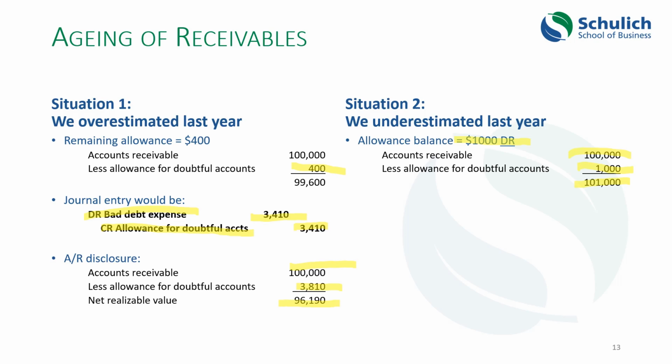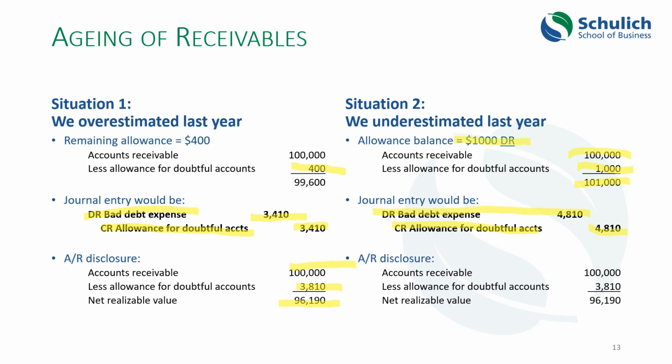If it's got a $1,000 debit in there, then this is the journal entry. We need to credit the allowance for doubtful accounts for $48.10, which will bring the balance to $38.10. This means that the bad debts expense is going to be $48.10 for the year. And we're going to end up with the same situation as before. The accounts receivable is going to be disclosed at $96,190, consisting of the $100,000 face amount and the allowance for doubtful accounts that we wanted of $38.10.